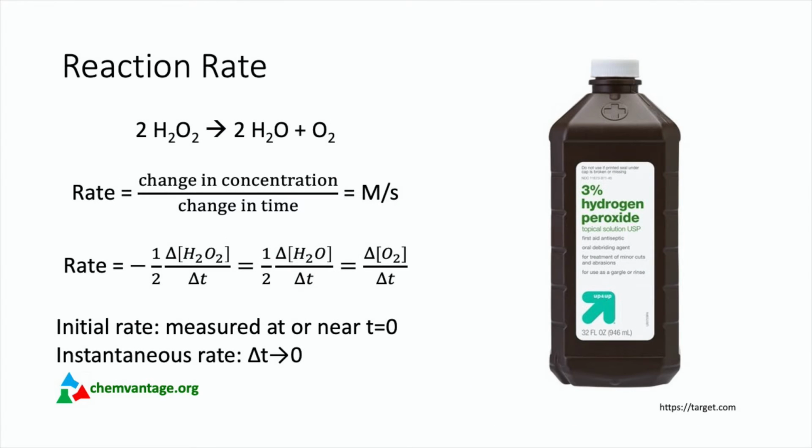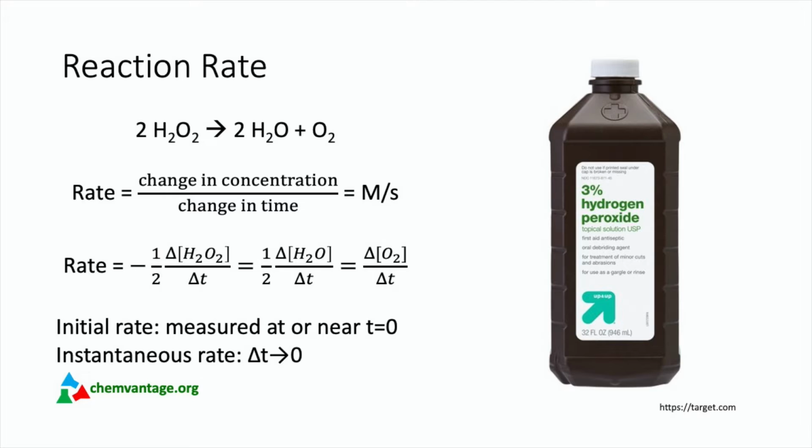All reaction rates are measured as a change in concentration per unit time. The standard units for reaction rate are moles per liter per second, although sometimes you might see rates quoted in molecules per cubic centimeter per second. Looking at this balanced reaction for the decomposition of hydrogen peroxide, we see that 2 moles of H2O2 are destroyed for each mole of O2 produced.